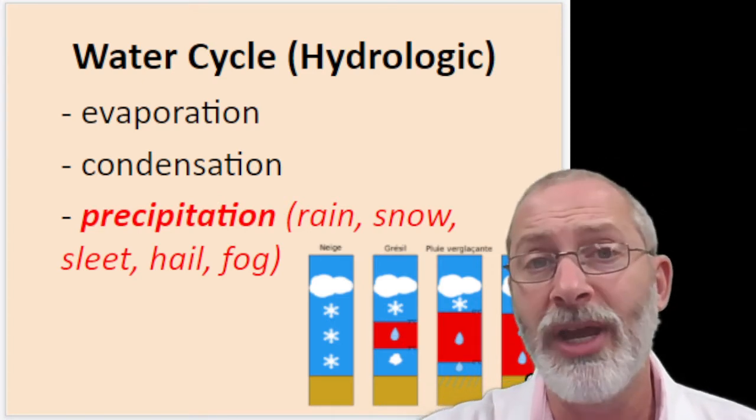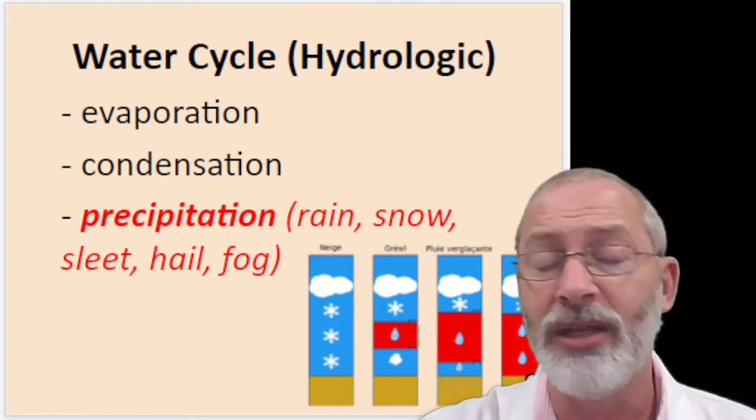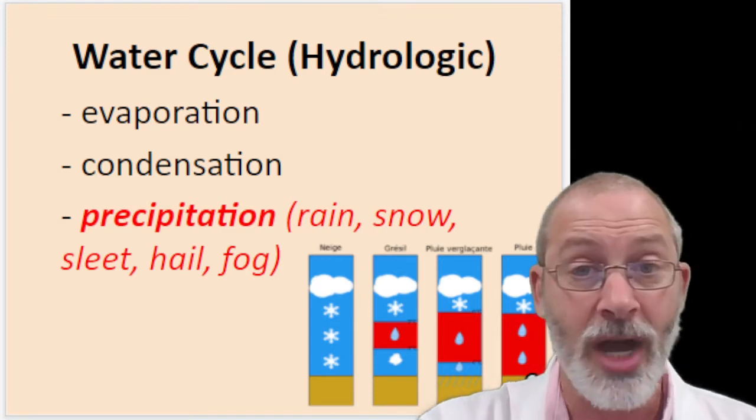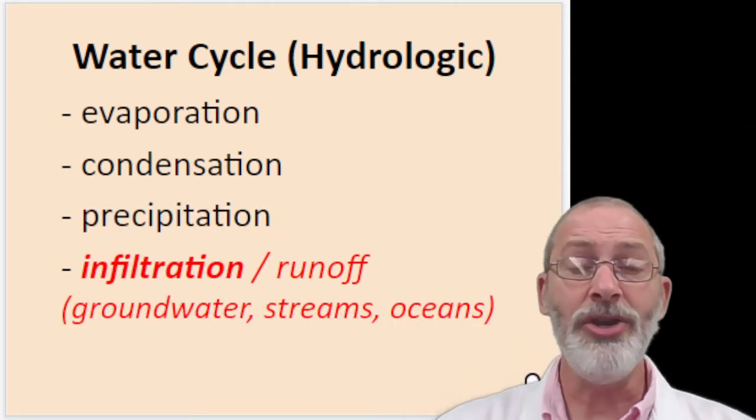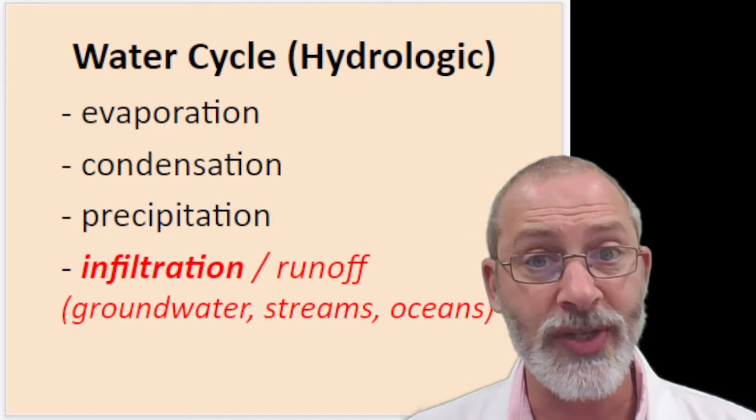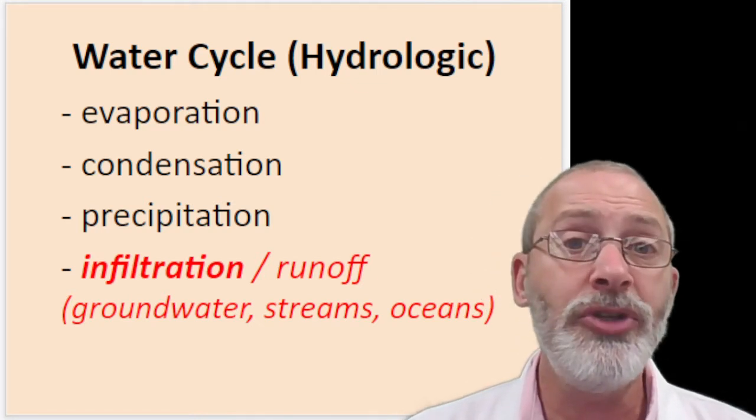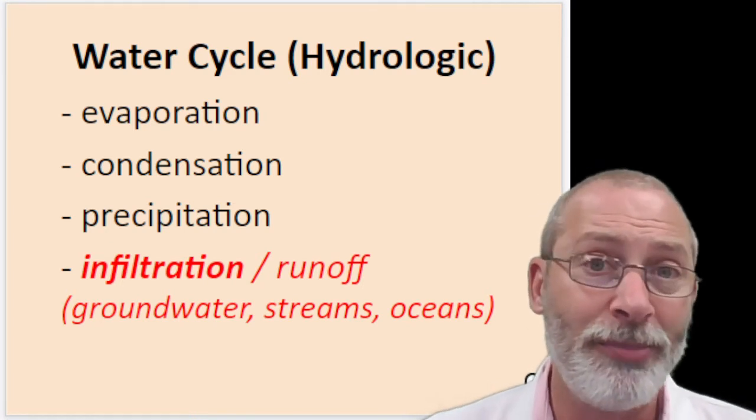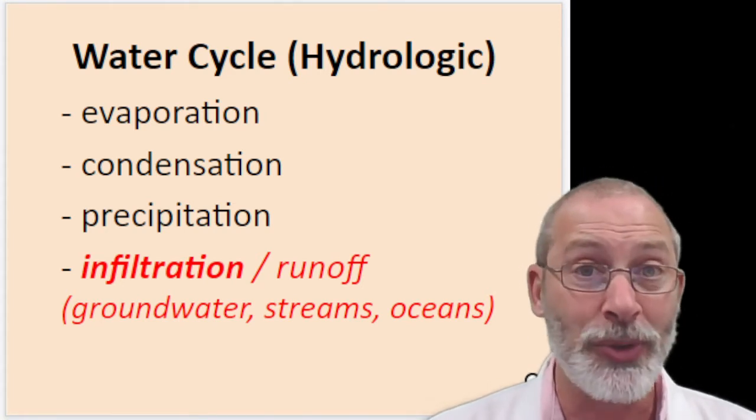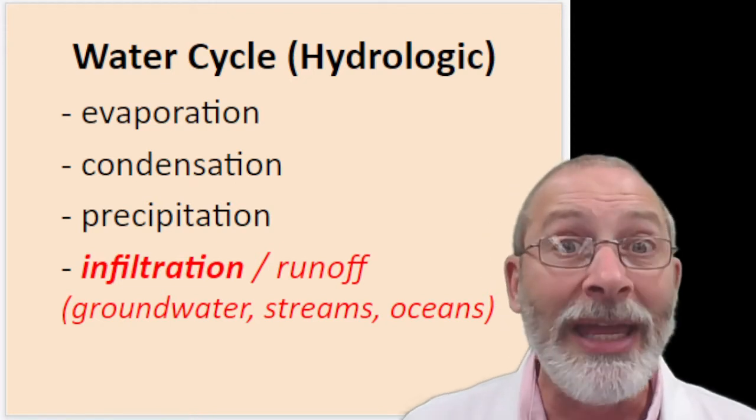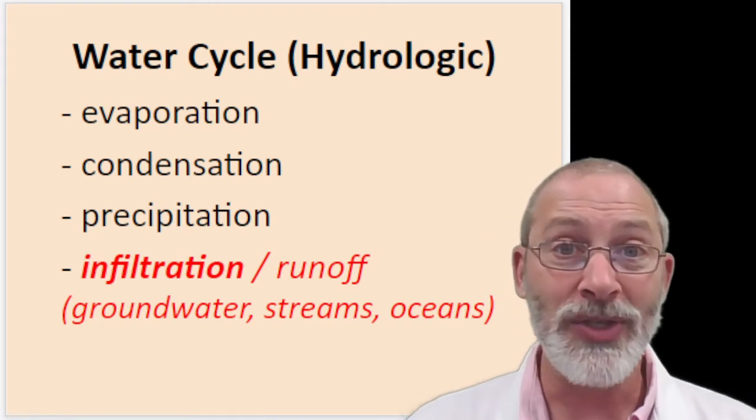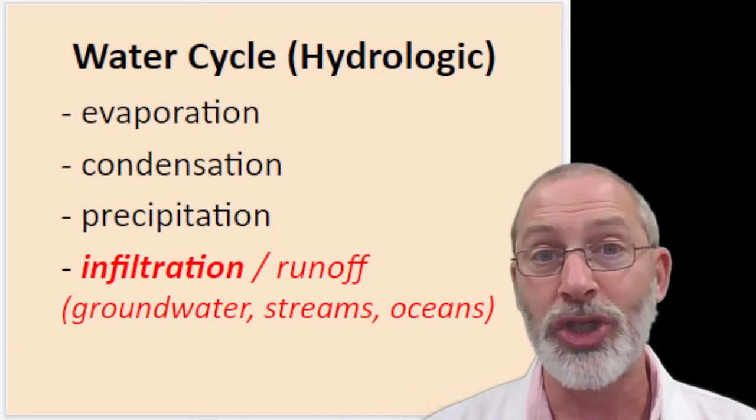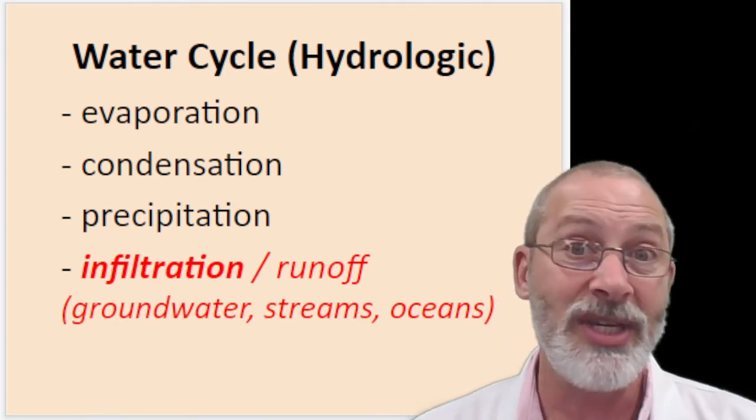But for our purposes right now, talking about the hydrologic cycle, it's enough for us to know that precipitation follows condensation. Now, here's an interesting part of the hydrologic cycle. It's called infiltration and runoff. The runoff part is probably self-explanatory, because when it rains, the water will run off the surface of the earth into a stream or other water body. We can see that happening.